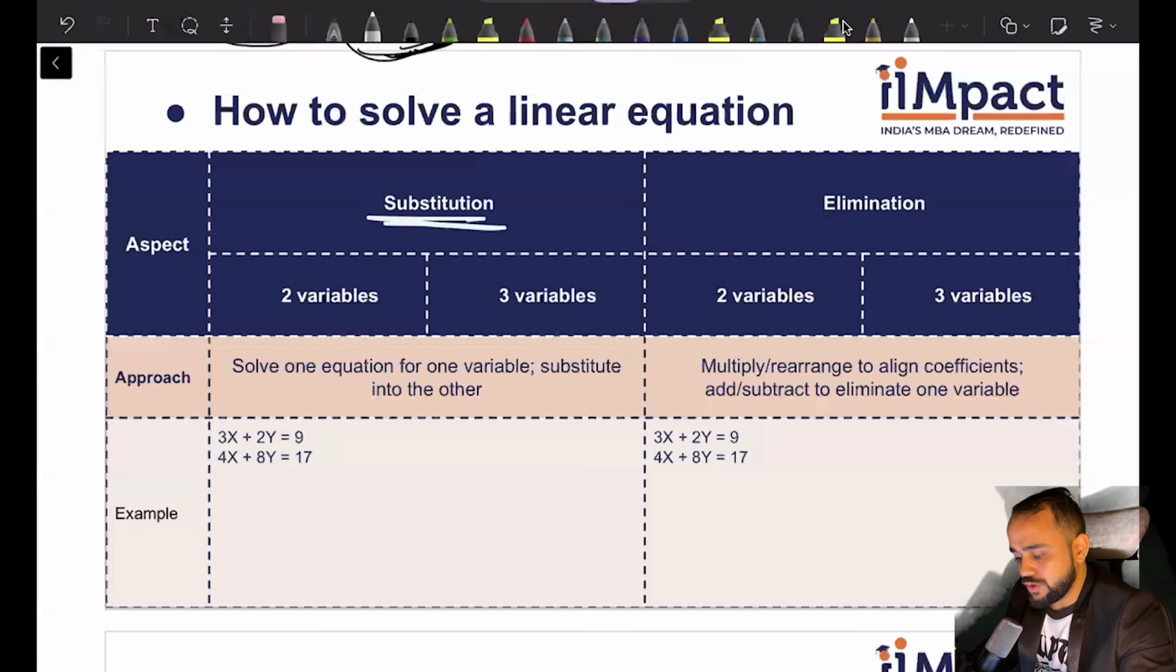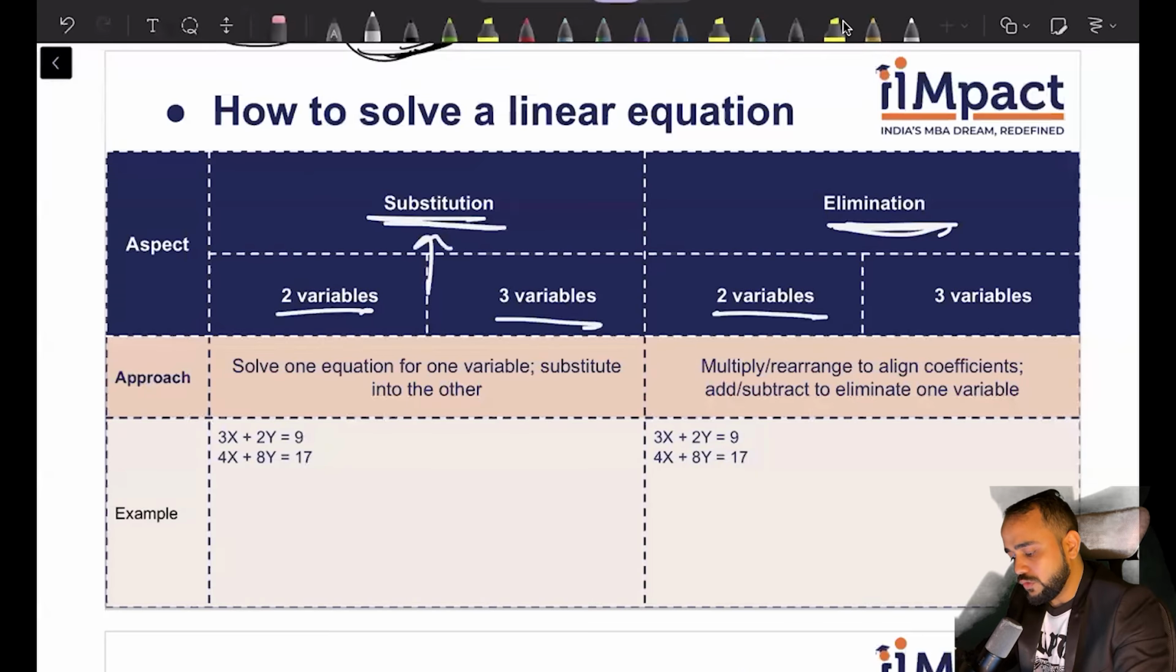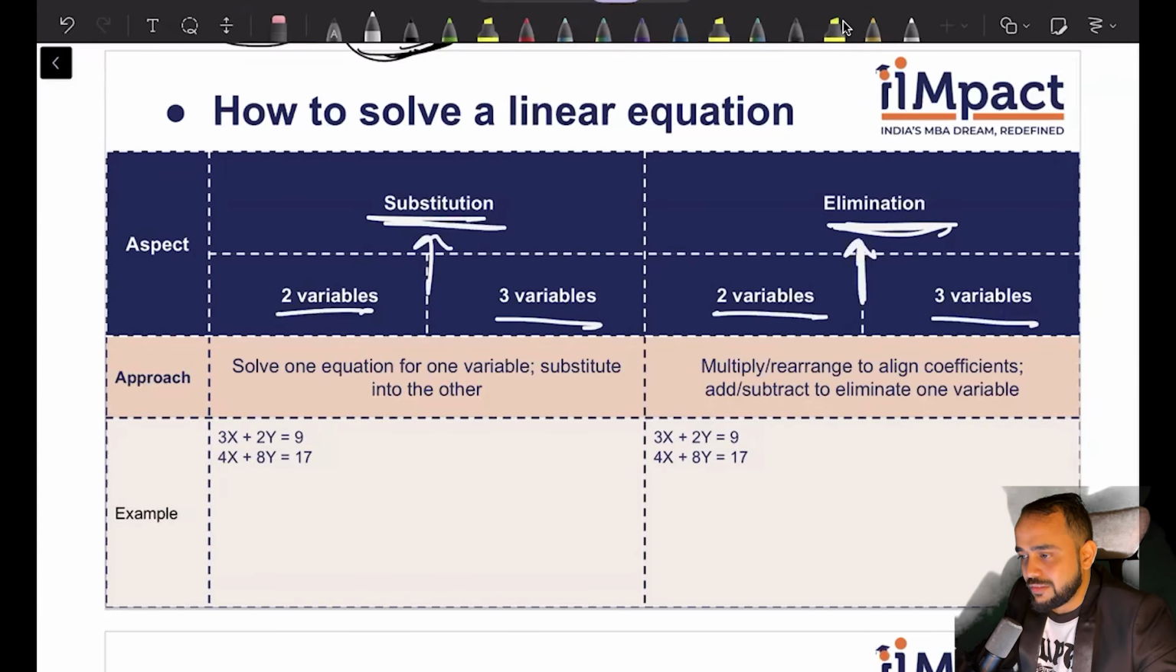You have substitution and you have elimination. So for a two variable or three variable scenario, you can have substitution, and for a two variable and three variable scenario, you can have elimination also. When I am saying substitution or elimination, I am talking about you having at least two equations. Because otherwise, if you only have one equation, there is not much we can do.